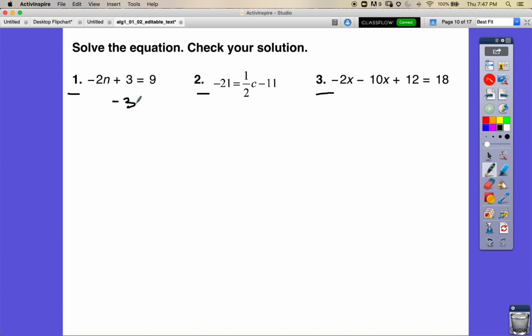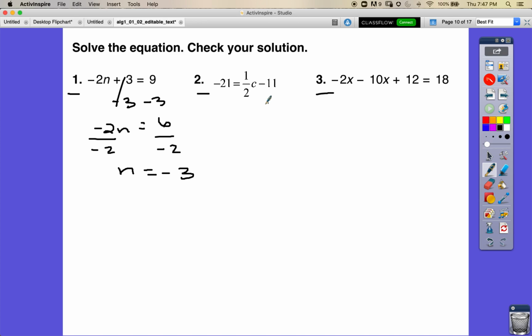I'm going to subtract 3 from both sides. And notice how I'm saying it out loud. I'm saying it out loud to help solidify my thinking. I'm going to bring down the 2n and make sure you line up the equal signs. I'm going to divide both sides by negative 2. So listen to my language so that you can use the same language in class. And that's going to equal negative 3.